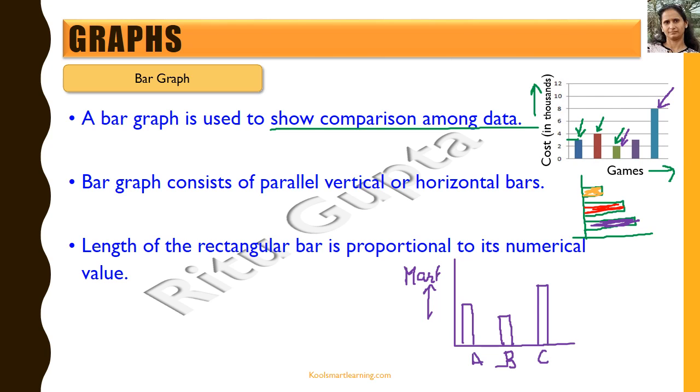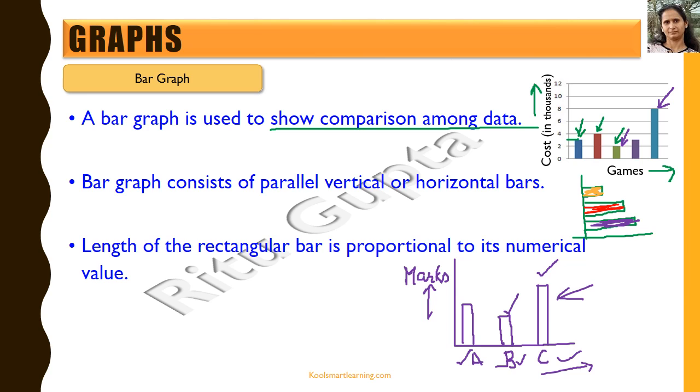Another example could be we want to use this for different marks in different subjects of the same student. Say for example, instead of A, B, C we say maths, science, SST of the same student, and then we represent the marks by different bars. So these bars are used to compare. Now looking at this bar graph, we can clearly say that B received minimum marks whereas C received the highest marks of the three students that we talked about.